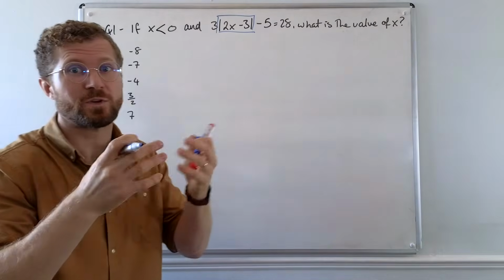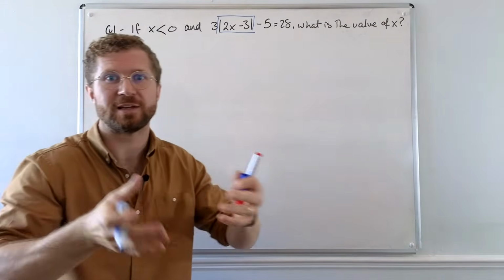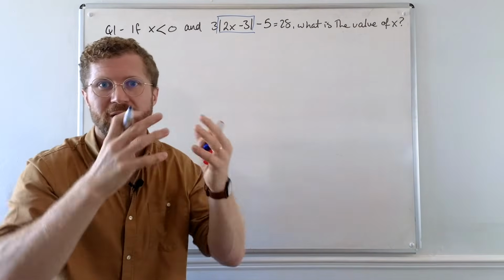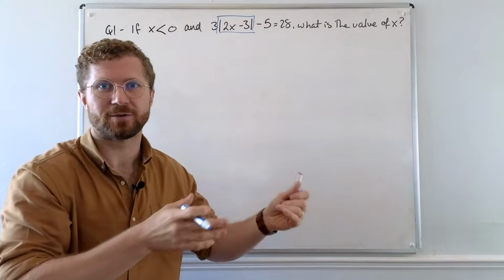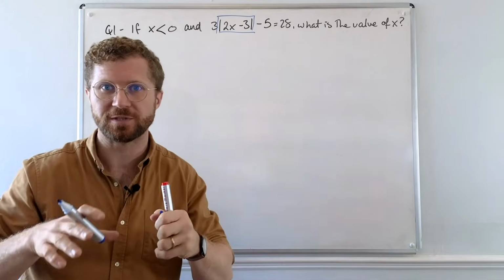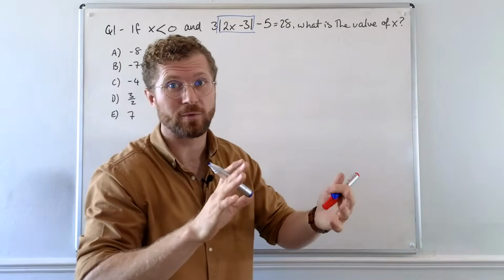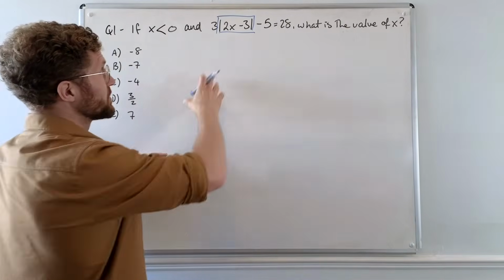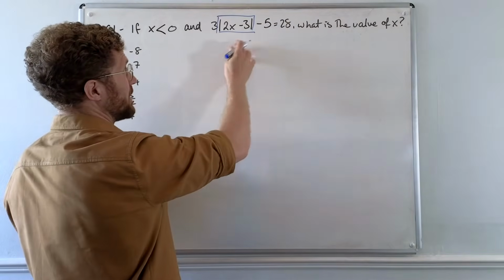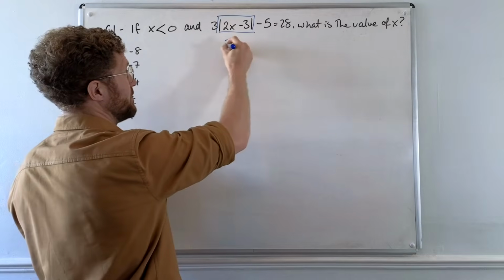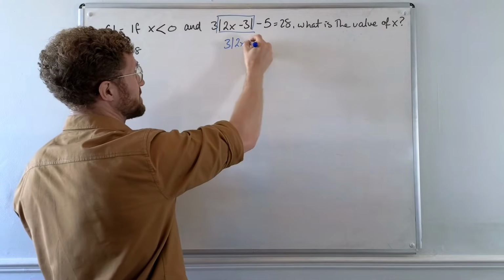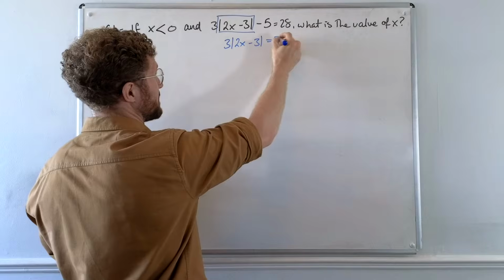Now, first thing I want to do is treat the absolute value, the whole thing, the absolute value sign and what's in it, sort of like a variable, like an x in an equation. I want to get it on its own on one side of the equation, and then we'll worry about what's inside it. So given this, I'm going to add 5 to both sides of the equation to begin with. So I've got 3 times absolute value of 2x minus 3 is equal to 33.